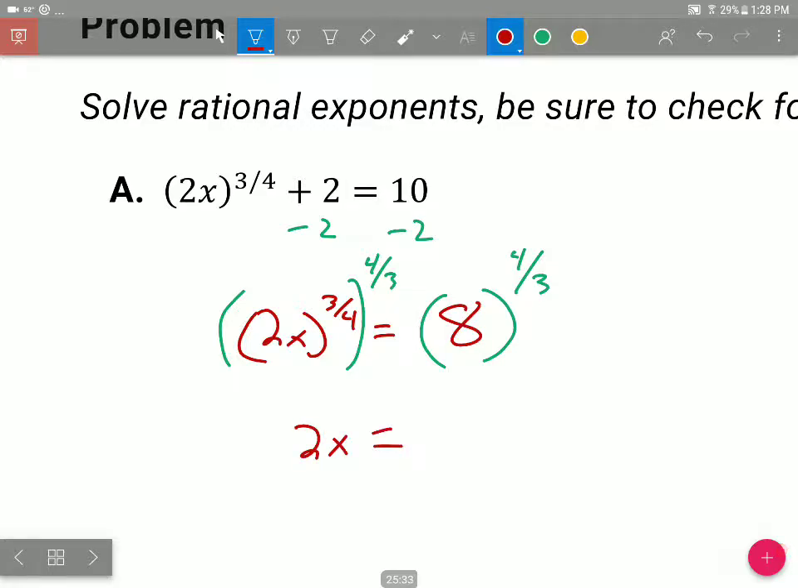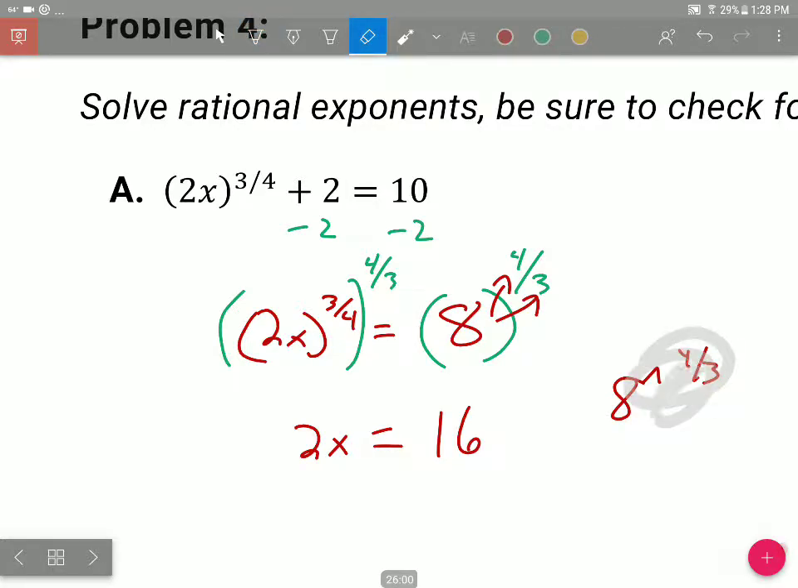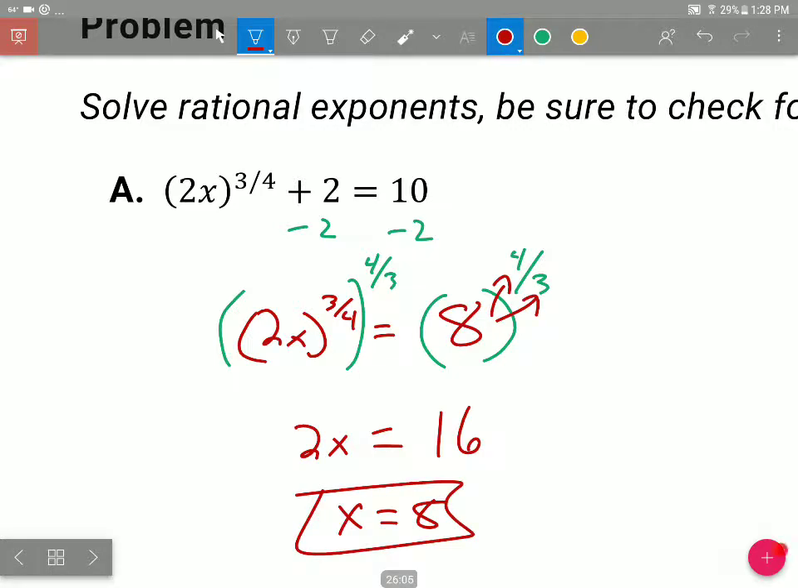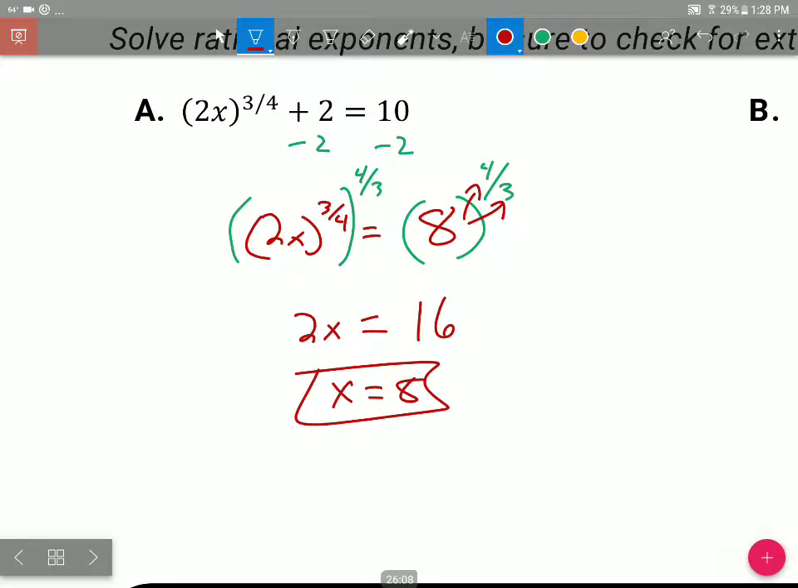Anybody know what 8 to the 4/3 is by chance? It's actually 16. So think of it this way. What is the third root of 8? What times itself 3 times is 8? 2. All right. So what's 2 to the 4th? 16. And if you didn't know that, just go 8 to the 4/3 and it'll spit out 16. Cool? Last but not least, divide by 2, x equals 8.